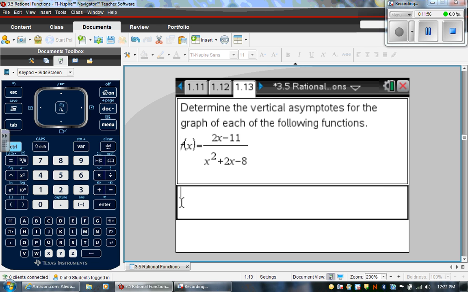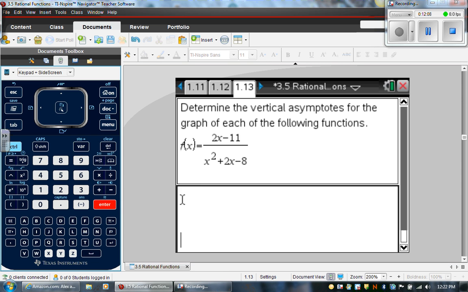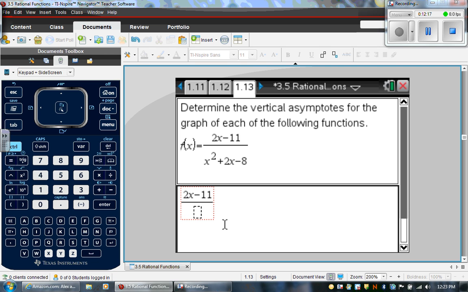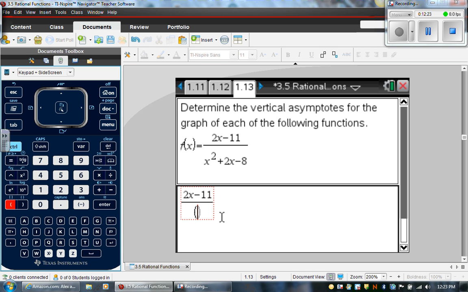So here's what we're going to do. We're going to go ahead and factor both the numerator and the denominator if we can. Okay, so we know that the numerator doesn't factor, doesn't even have a GCF, so we're going to leave that, 2x minus 11. And the denominator, this does factor. This factors to be x plus 4 times x minus 2.